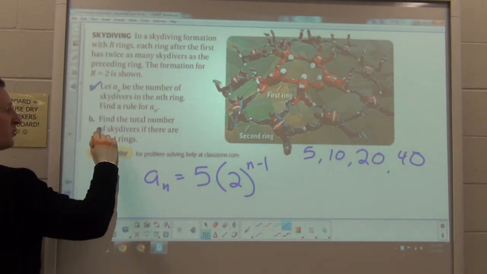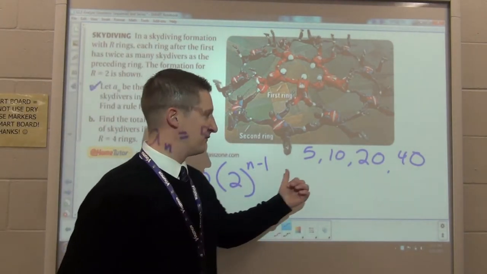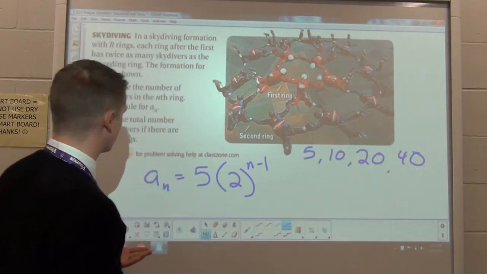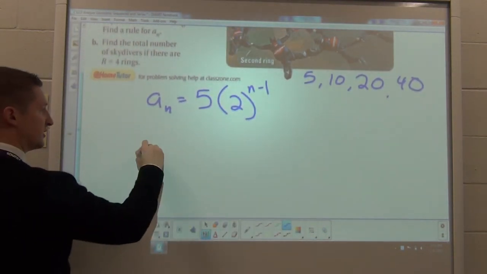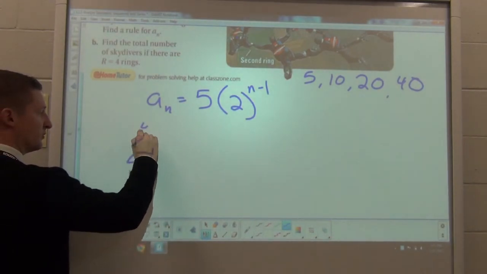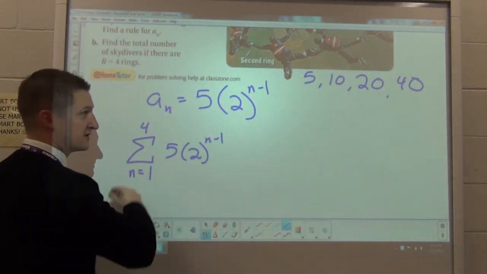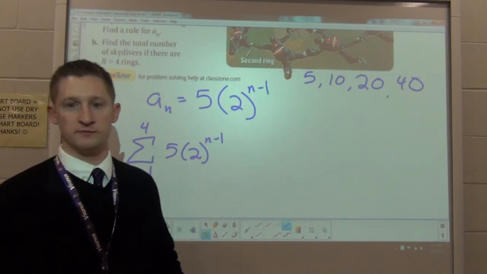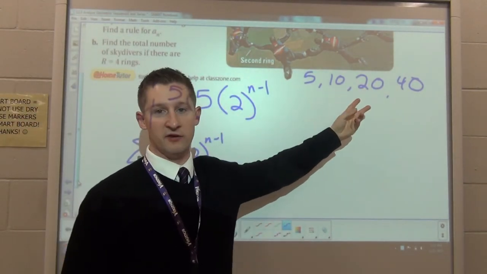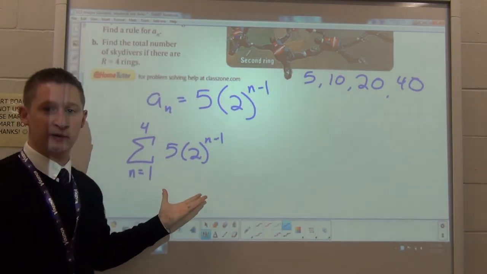Part B, find the total number of skydivers if there are 4 rings. Well, I already wrote out over here 5, 10, 20, and 40, and you could just add those together. No problem, right? Or I could use summation notation to do this. I could say n is 1 through 4 of 5 times 2 to the n minus 1. I could type that into my calculator, get the same thing. Again, adding this, obviously 45 plus 30 is going to be 75. So you should get 75 by adding them up by hand. You should get 75 if you use sigma notation.